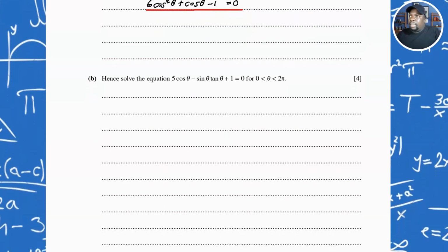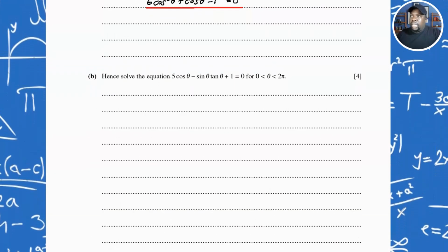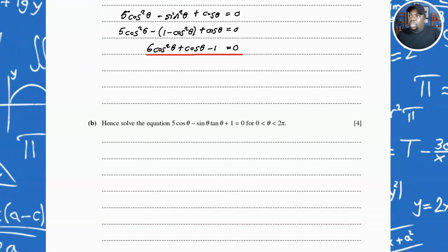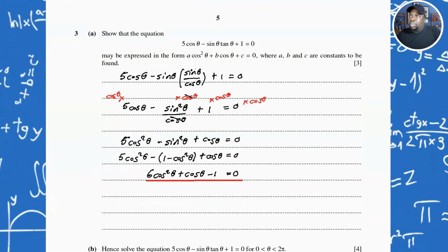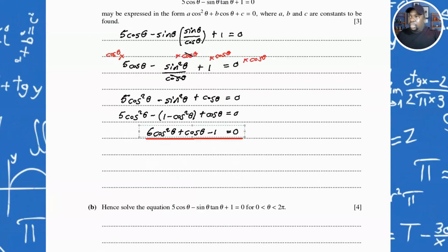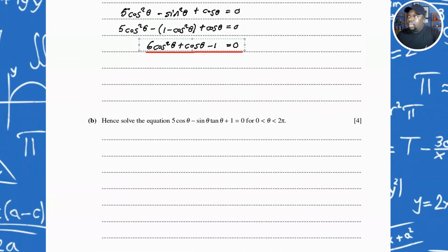On B, they then say, hence solve the equation, which is the original equation. Since we had already expressed the original equation in this form, we are going to make use of that form in place of the original form. So I'm going to take this and use that instead. Okay, so here it is. We're solving this, and apparently it's a quadratic expression that we have.